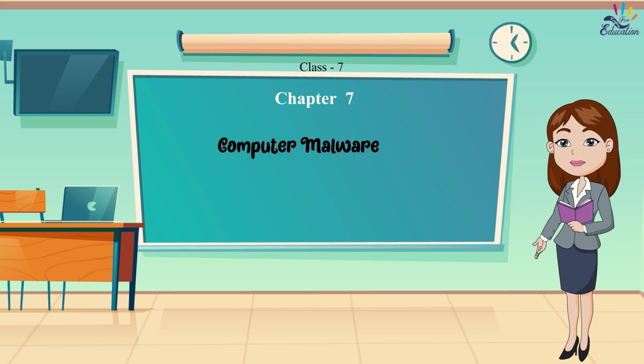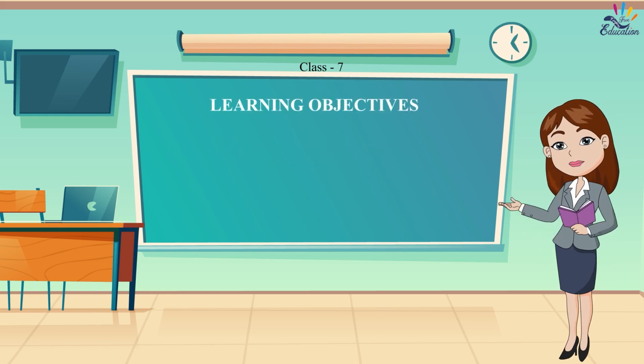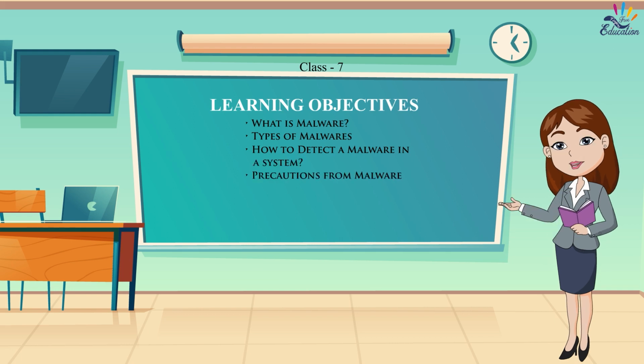Chapter 7: Computer Malware. Learning Objectives. What is malware? Types of malwares. How to detect a malware in a system. Precautions from malware. Protecting system from malware.